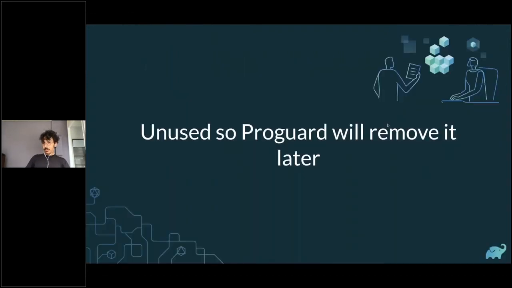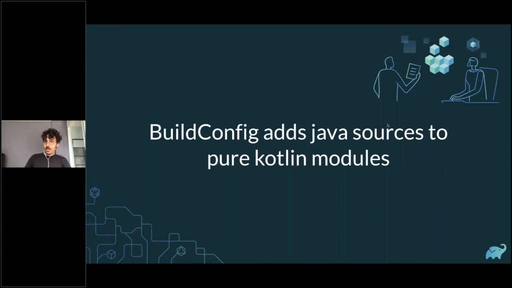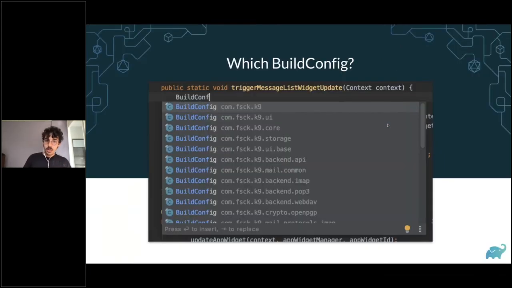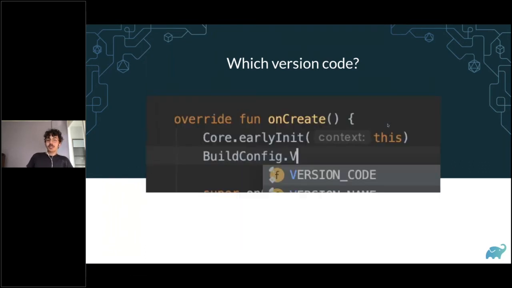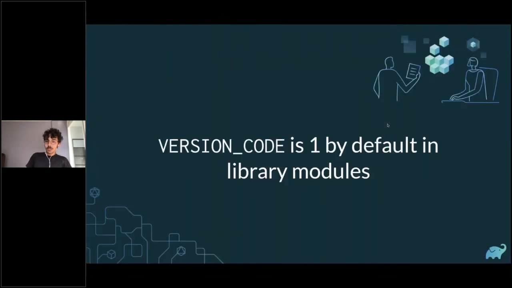And it's also unused, so ProGuard's going to remove it later, so it also adds time to your ProGuard in analyzing the build. And the other thing to note is that build config adds Java sources to your pure Kotlin modules. What to note here is that there's a bit of a performance impact to having mixed sources within a module. If you have Java sources and Kotlin sources within a module, it takes a little bit longer to compile in order to make sure they interop correctly. The other thing is, it's just also not a good developer experience, right? When you're typing and you get this autocomplete and you're like, how many build config files are there? The other issue is, if you're trying to pick up the version code, this can also lead to bugs. So if you accidentally pick the version code from a library project, which is 1 by default in library modules, then you're going to have a bug.